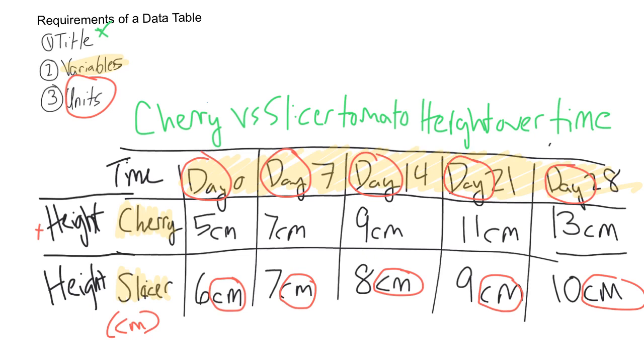And so as we look at this table now, after a couple adjustments that we made, it's a pretty good data table. We've got a title. We're saying what variables we're measuring, the time and the height, as well as changing the type of tomato. And we're also saying how we are measuring those variables.